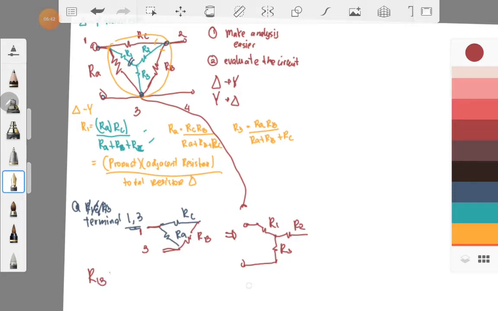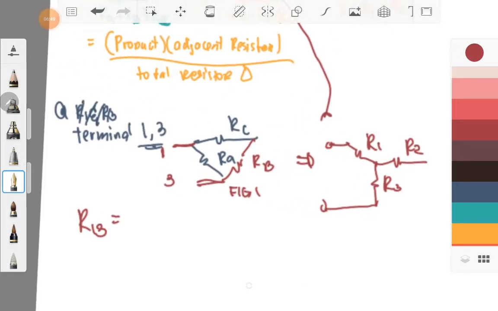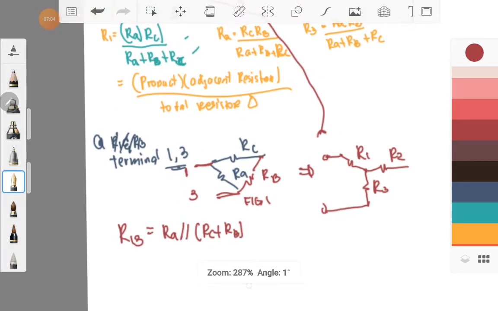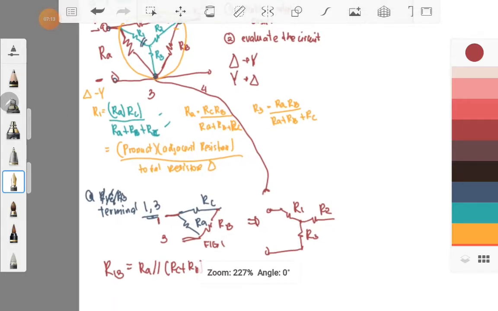So, the terminal R13, let's say at figure 1, you can see that your terminal R13 has a total of RA in parallel with the series connection of your RC and RB. RC plus RB. Bakit ganyan lang? Kasi inopen natin to. We will not consider this terminal because we will consider our source as a terminal 1 and 3.